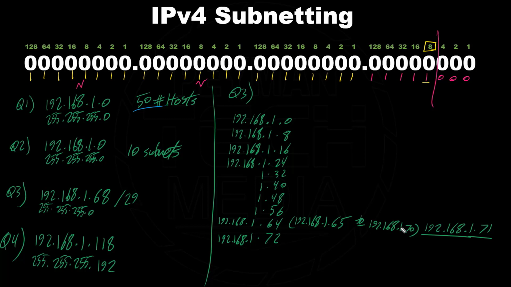So this CIDR notation of 29 will give us a new subnet mask. The default subnet mask for class C we talked about earlier is 255.255.255.0, but what is the new subnet mask? Here we can see 8 plus 8 is 16, plus 8 is 24.